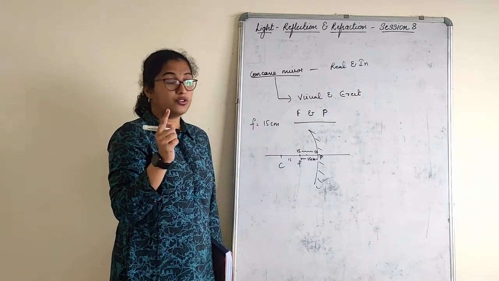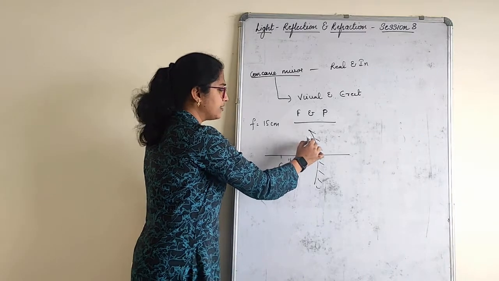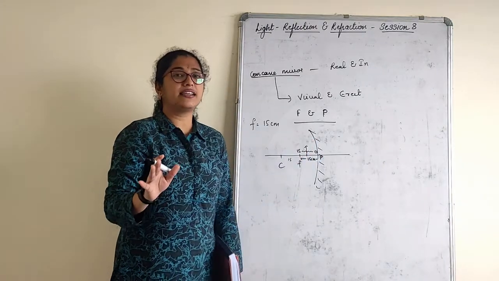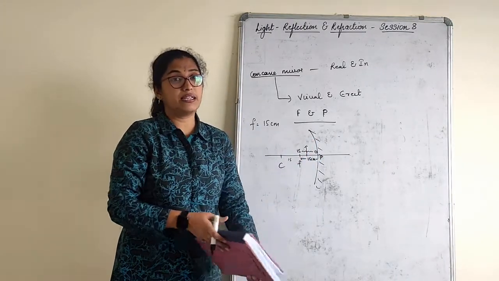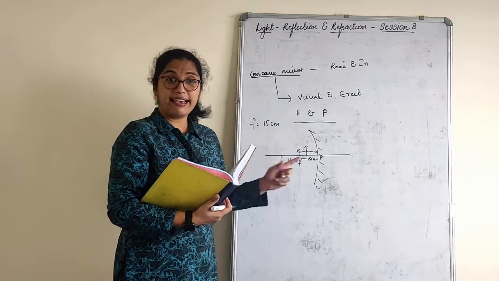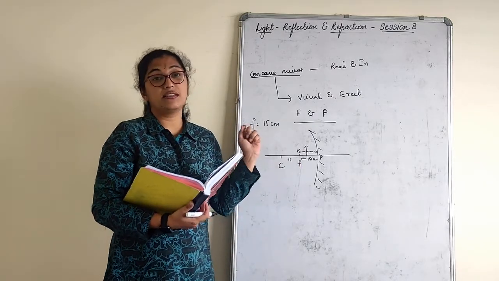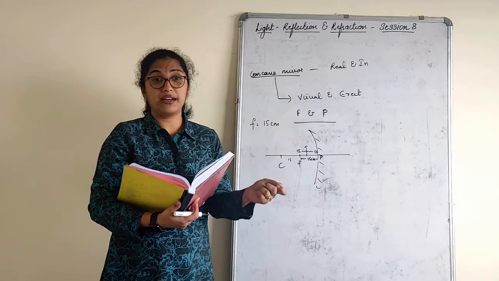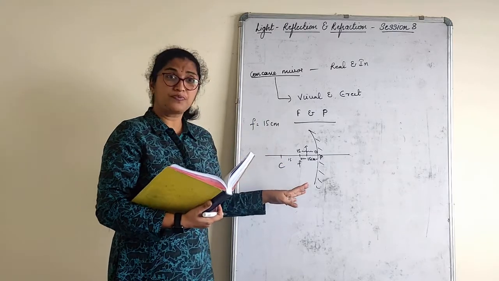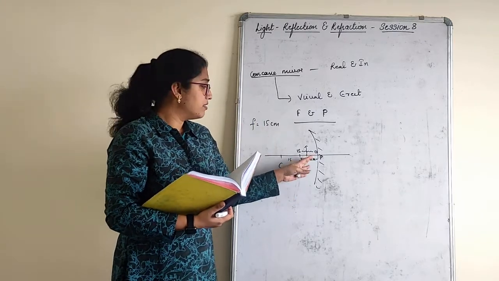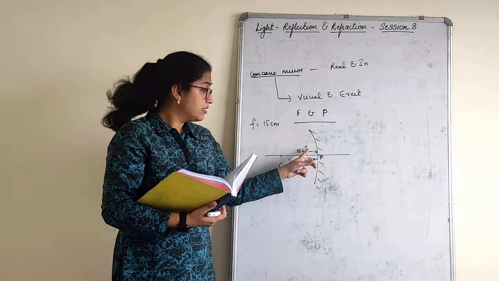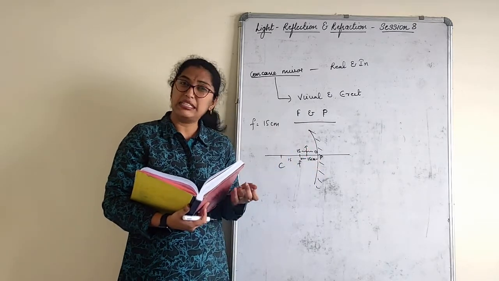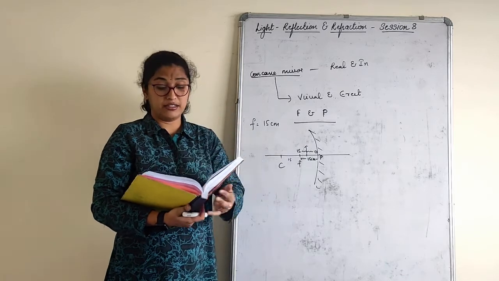Got it? Very clear what you have to do? That is where we keep the object here. Do the normal regular ray diagram only. But this writing is very important, right? You did not take that 15 cm, but this is how the questions can also be asked. It's a direct question: draw a ray diagram for a concave mirror when an object is kept between F and P. It's a direct question, but see how they have asked you.